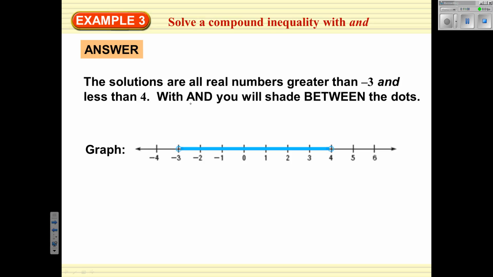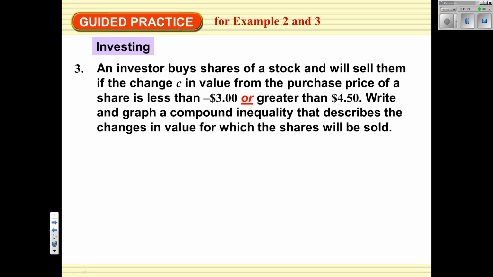With "and," you will shade between the dots because that's where they overlap. You have to pay attention to where they overlap. So, since our x is greater than -3, again, the red would go this way, and the blue, the other half of the inequality, would go this way, and this right here in the middle is where they overlap. So that's what we shade. Okay? All right, example 2 and 3, guided practice. Pause the video.